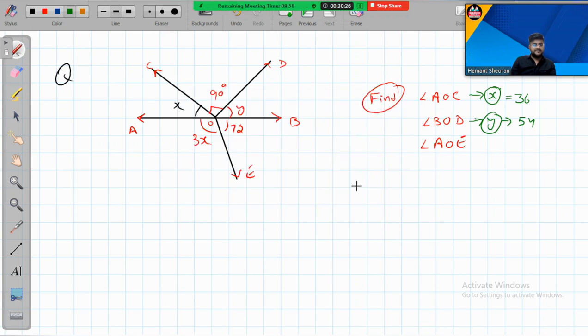Next one, 108. AOE, you are getting 108. Okay, that is also perfect. Good. Any confusion on this? If I just simply ask, no.